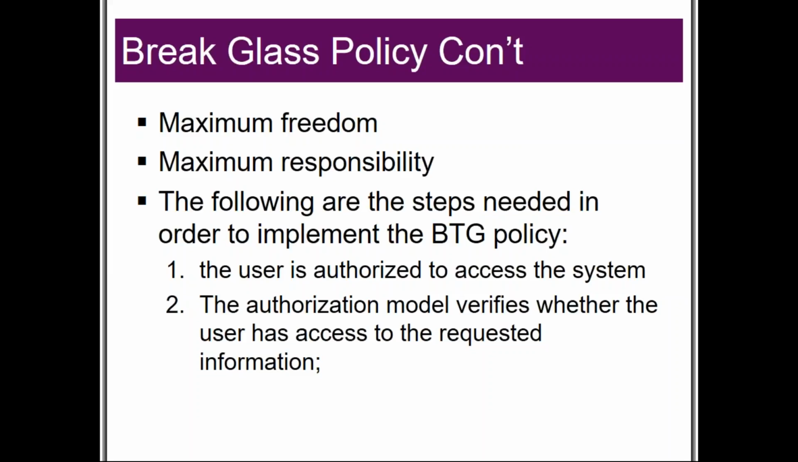Okay? So as you see on my slide, the third bullet point, the following are the steps needed in order to implement this break the glass policy. Number one, the user should be authorized to access the system in the first place. So the user is authorized to access the system, and then once he gets in, searches for information. And number two, that authorization model that we choose is going to verify whether that user has access to the requested information. So not only could he get in, but is he supposed to access that information?